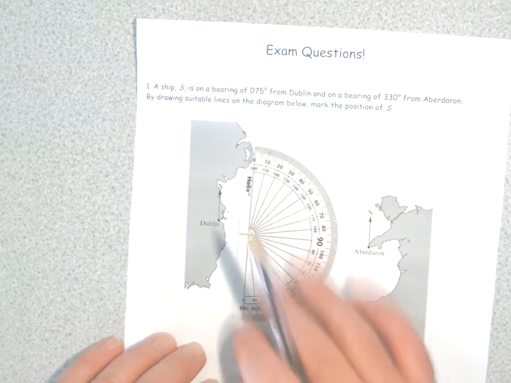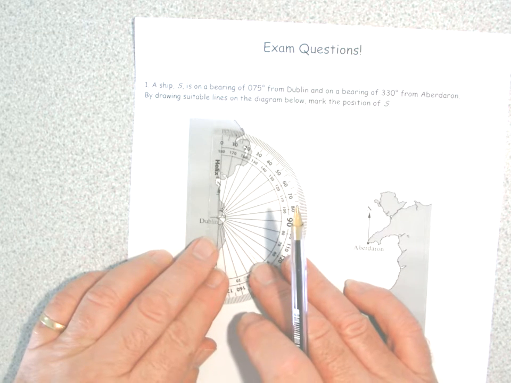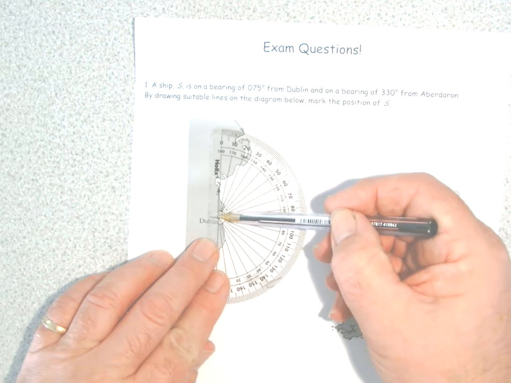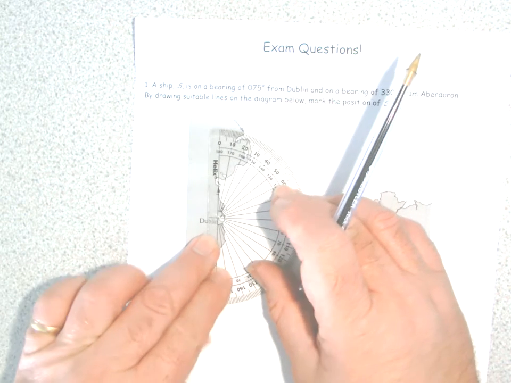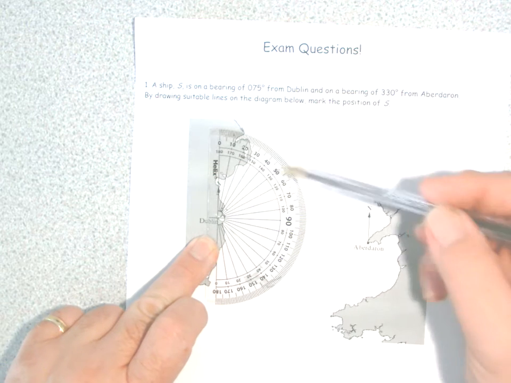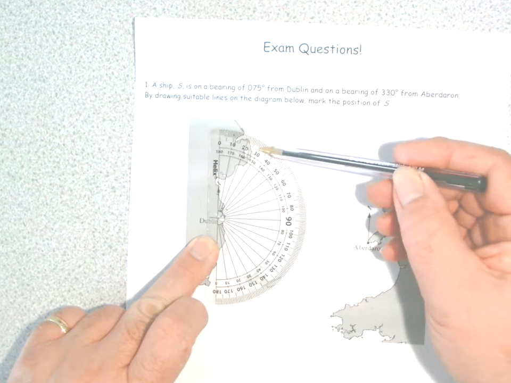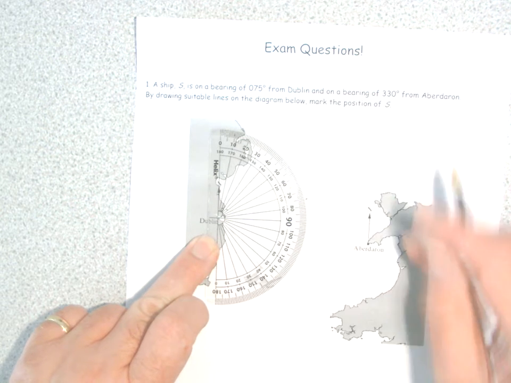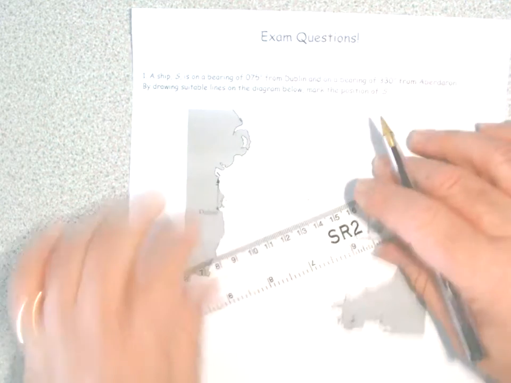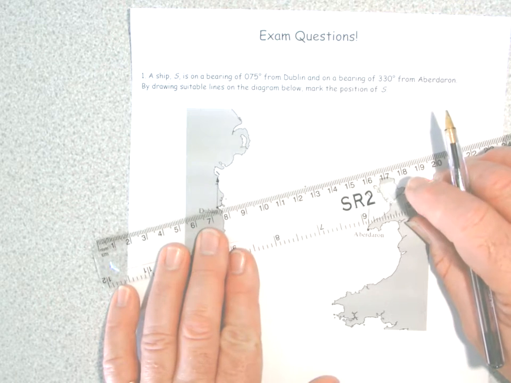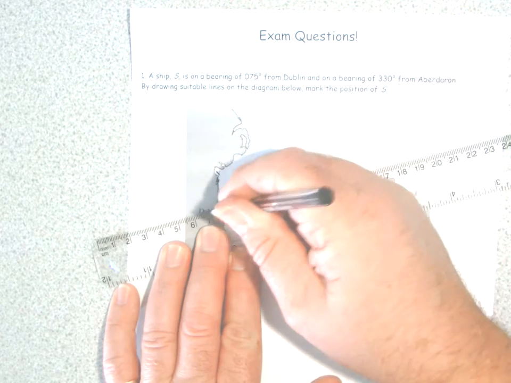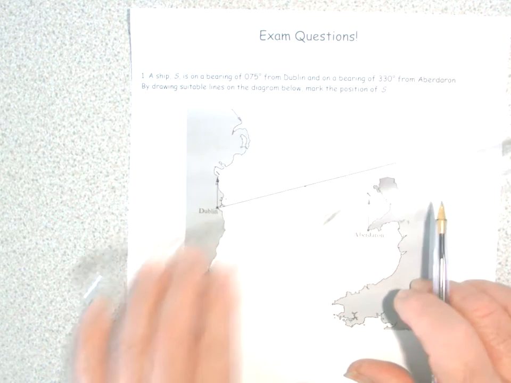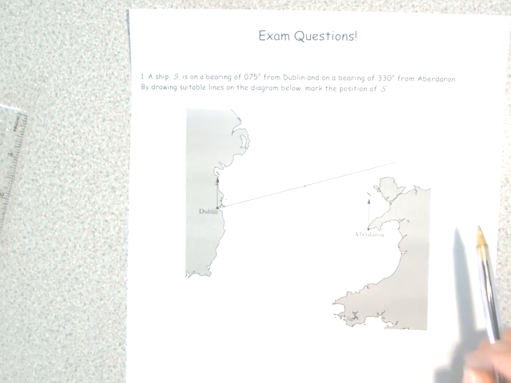So I place my protractor in a vertical direction, lining up this line at naught along the arrow, and I count around 75 degrees. 10, 20, 30, 40, 50, 60, 70, 75 degrees. I join that with my ruler. Dublin. I don't know how far along that line it is, so I draw it across the diagram.